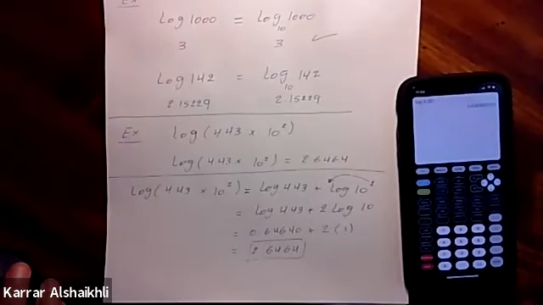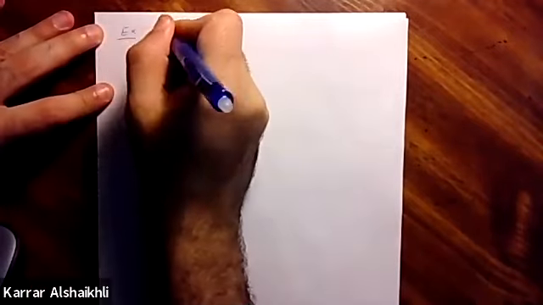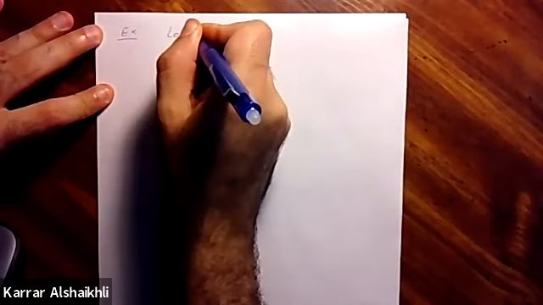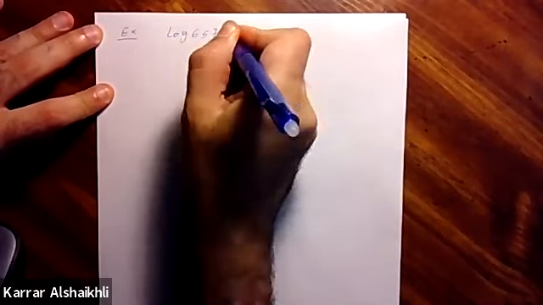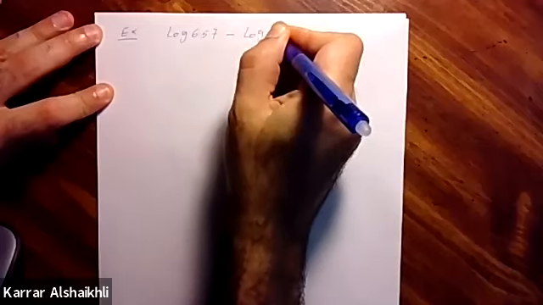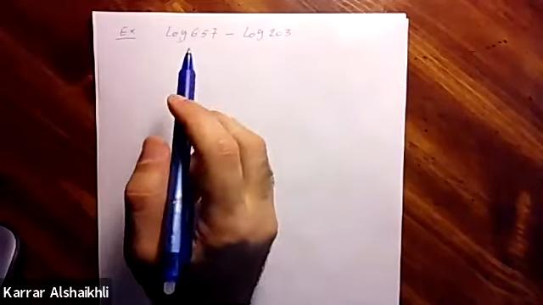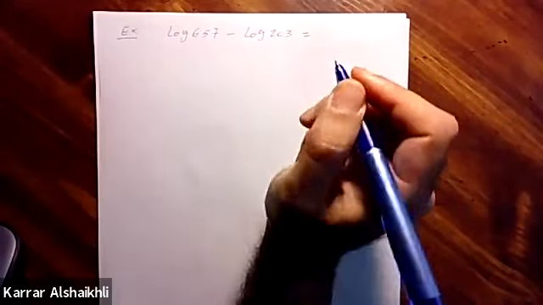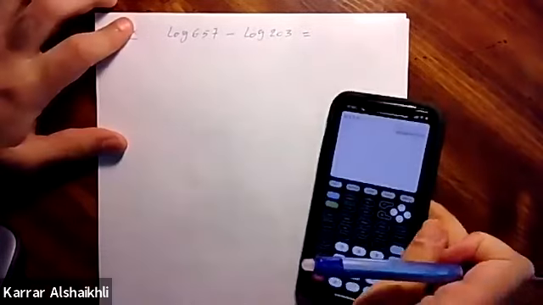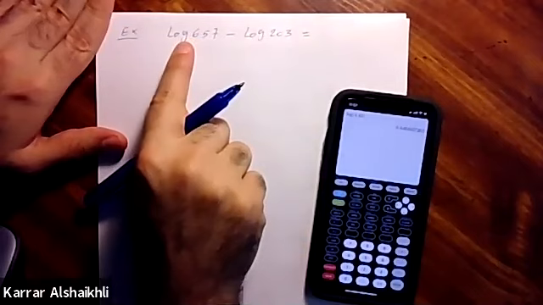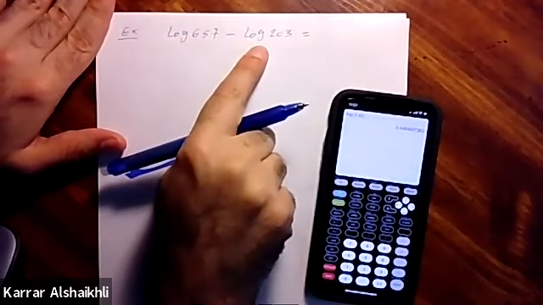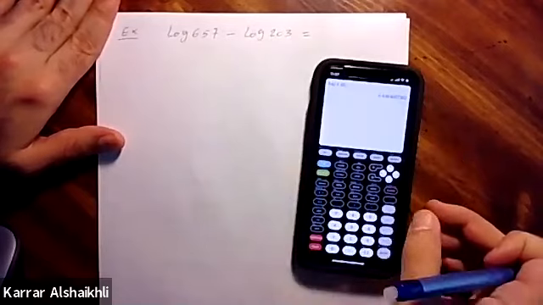Let's do another example, exactly the same way. So evaluate log 657 minus log 203. This one is easy. You don't have to worry about this one. You're just going to plug it in the calculator and just make sure, keep in your mind, the base for this one is also 10. The base here is 10, so it's up to you which formula you're going to use.